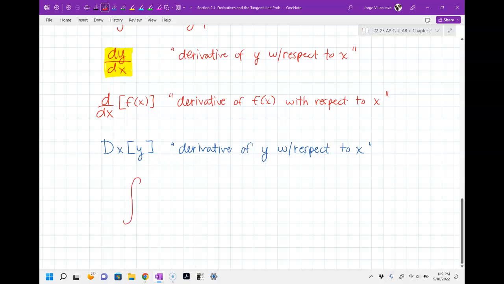But what happens with him is, this is his letter in cursive, right? His last name. So what they did is they just got rid of this, and we call that an integral. So this is integration or antiderivatives. So that's the notation they use for that, and that's in honor of him.